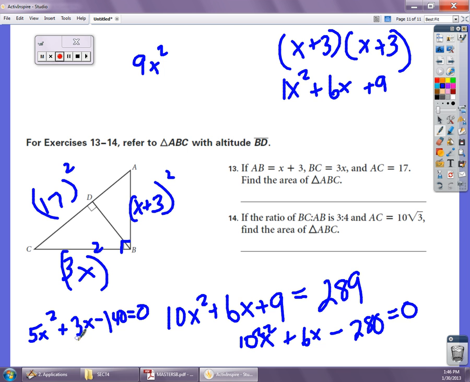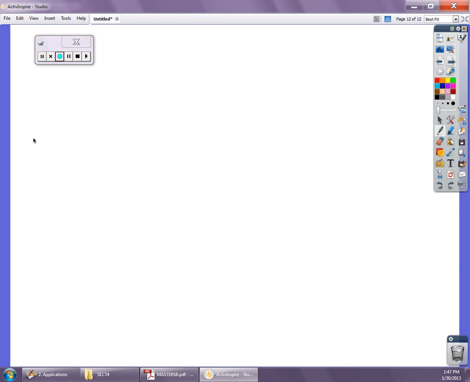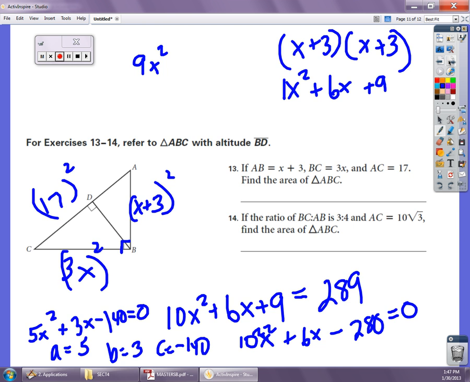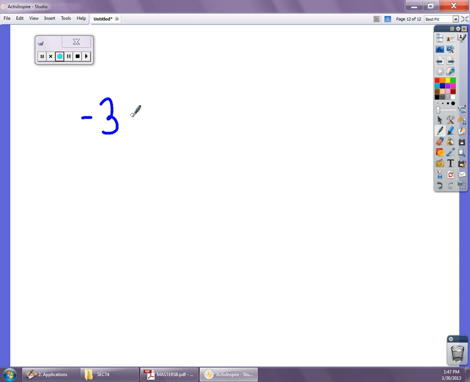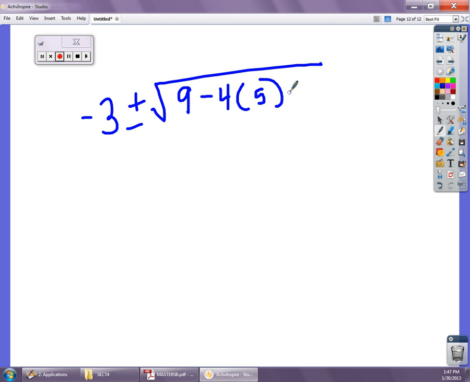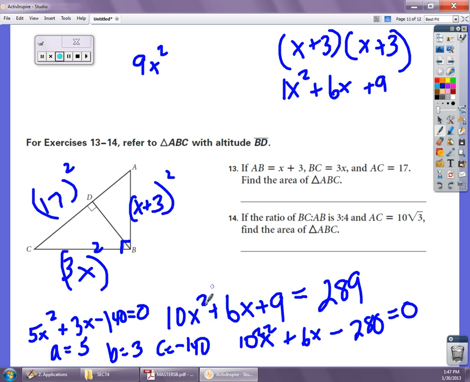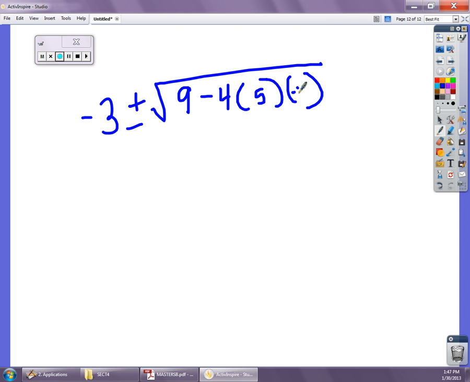So now I'm going to use the quadratic formula. Remember, a equals 5, b equals 3, and c equals a negative 140. We'll do this on the next page. So negative b, negative 3, plus or minus the square root of b squared, so it's 9, minus 4 times a, a I believe was 5, yep, 4 times a times c, which was negative 140, all divided by 2 times a, which a was 5, so it's 10.